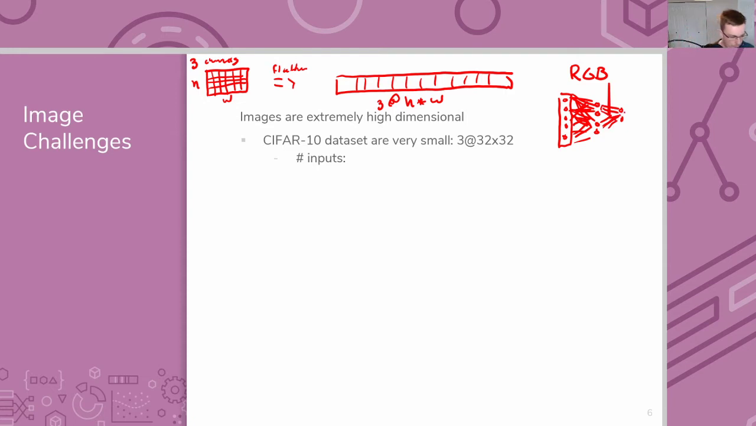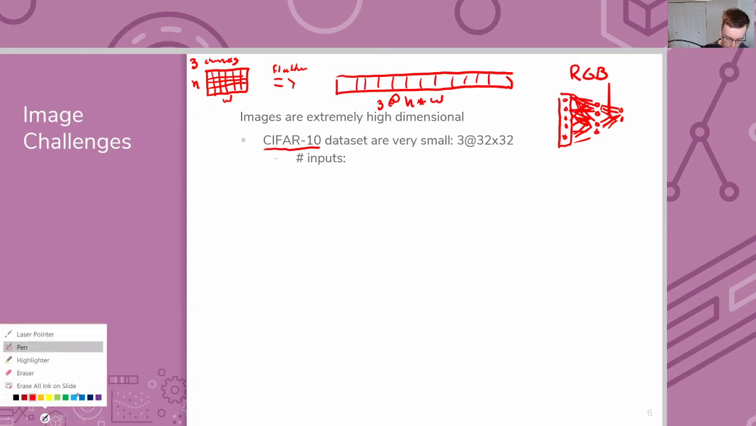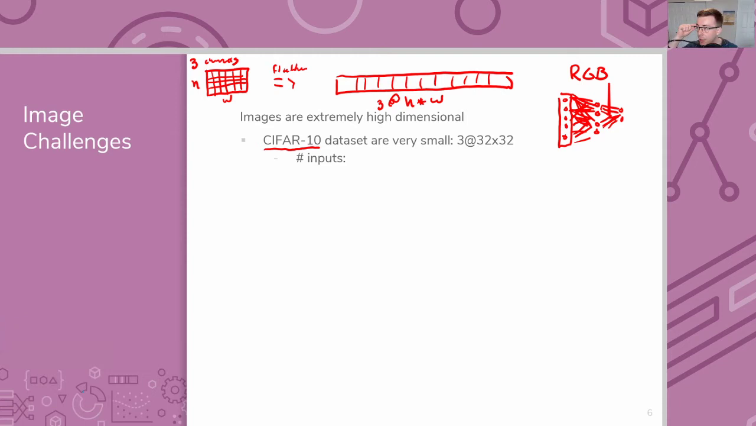So my question to you is, I want to think about a particular data set called CIFAR-10. CIFAR-10 is a very popular image classification data set. It has a bunch of images that belong to one of 10 categories.